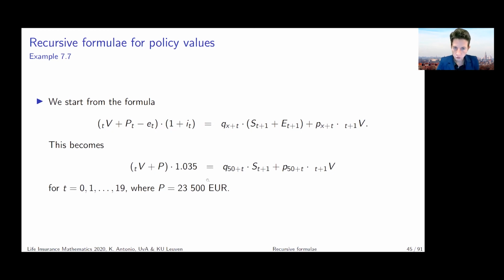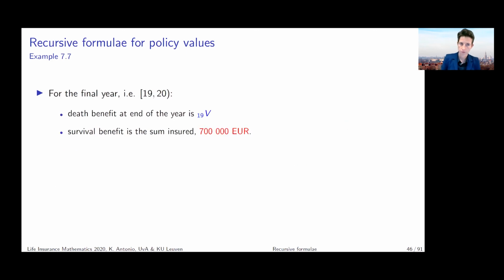So without further ado, we say, okay, we have to look at this particular recursion and we have to think carefully about the sum insured, the S_{t+1}. We have to think carefully about my policy values at the contract boundaries, okay? So this is a general expression that I'm starting with. And what I can do now is look at what is happening in the final year. So the final year, that means between time t is 19 and t is 20. So I can say the death benefit at the end of the year is 19V. So if my policyholder dies in this final year, what my beneficiaries will receive is the policy value at the start of the year, so that's the policy value at time 19, that's 19V, right?